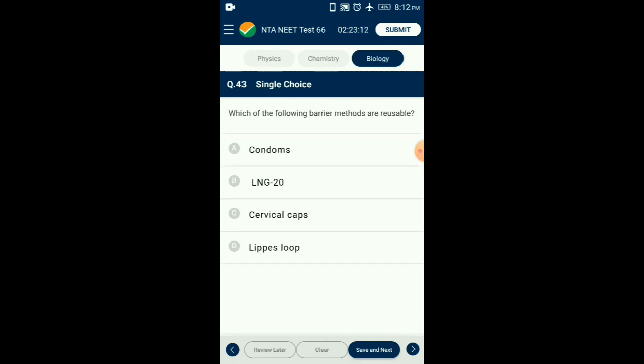Question number 43. Which of the following barrier methods are reusable? Diaphragms, cervical caps, and vaults are also barriers made of rubber that are inserted into the female reproductive tract to cover the cervix during coitus. They prevent conception by blocking the entry of sperms through the cervix. They are reusable. Spermicidal creams, jellies, and foams are usually used along with these barriers to increase their contraceptive efficiency. So the answer is option C, cervical cap.